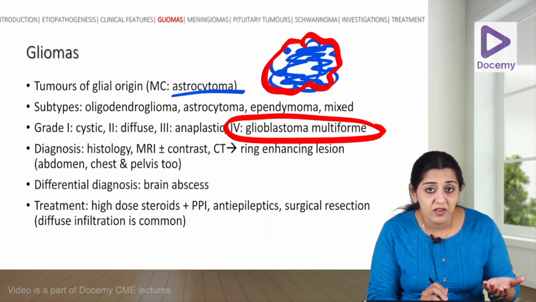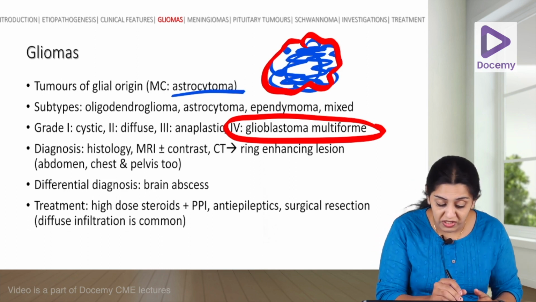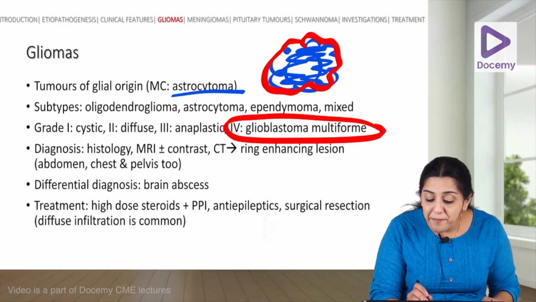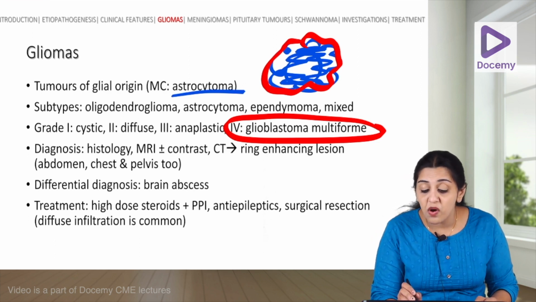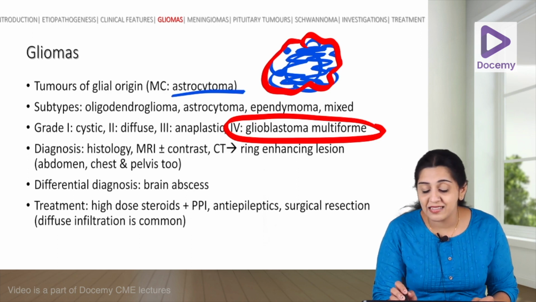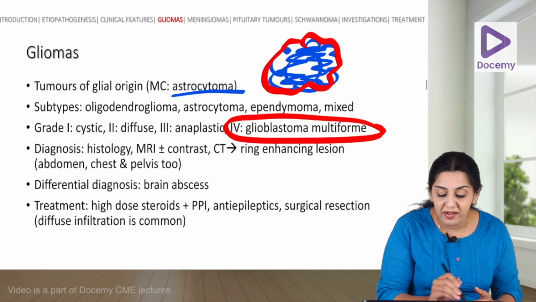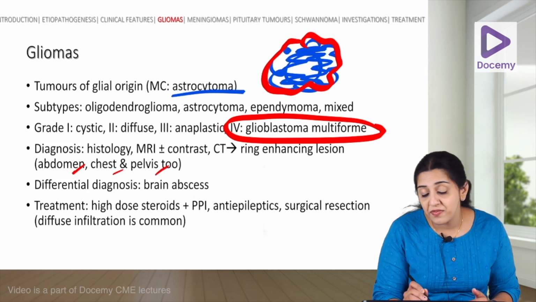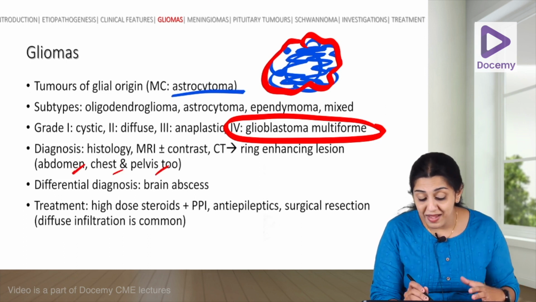How do you diagnose it? For that you have to take a histology, find where the tumor is coming from, if it is of glial origin. Then MRI with or without contrast or the CT showing a ring enhancing lesion like this. See, this is the tumor which is staying apart from the rest of the brain parenchyma. Also, you may have to do a CT abdomen, chest, pelvis also to rule out any mets.